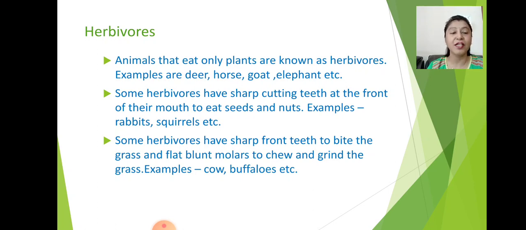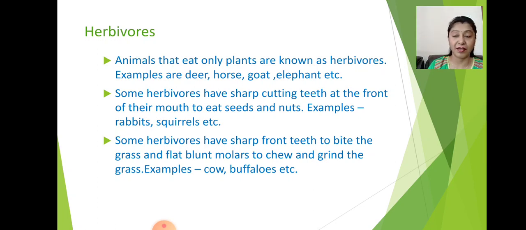Examples are rabbits, squirrels, rats and mice. These are collectively known as rodents, those who have sharp front teeth to take small bites of the seeds and nuts. The next characteristic feature is that some herbivores have sharp front teeth to bite the grass and flat, blunt molars to chew and grind the grass. Examples: cow, buffaloes, zebras, deer, all these.